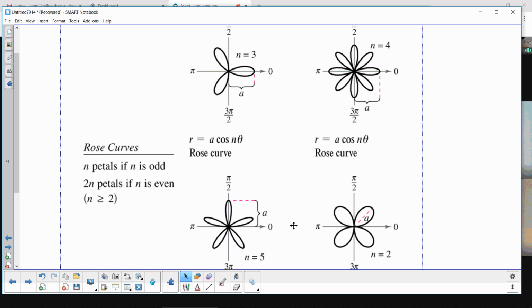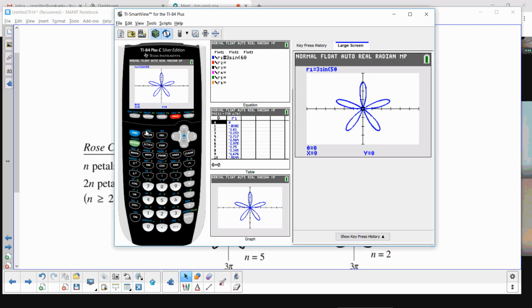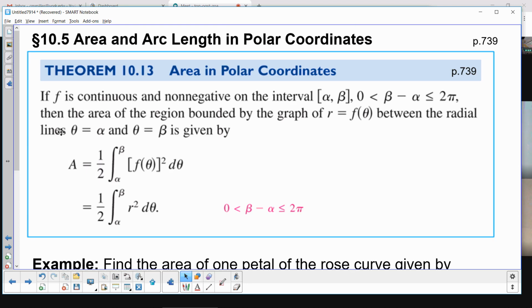It's actually kind of cool, right? Now, if you make the number in front of them bigger, you're just going to have longer petals, right? So that's your rose curves. And you know what? That's a good place to, I think, call it good, right?